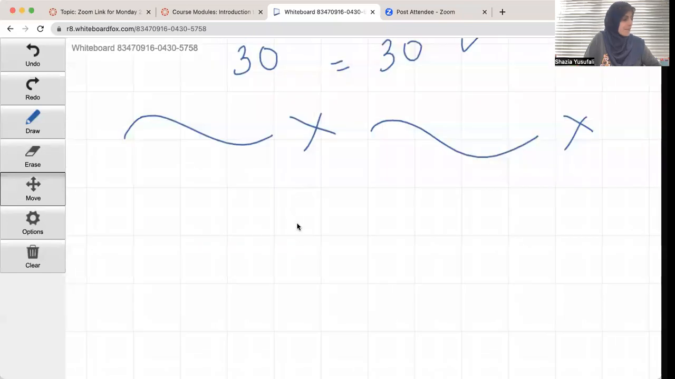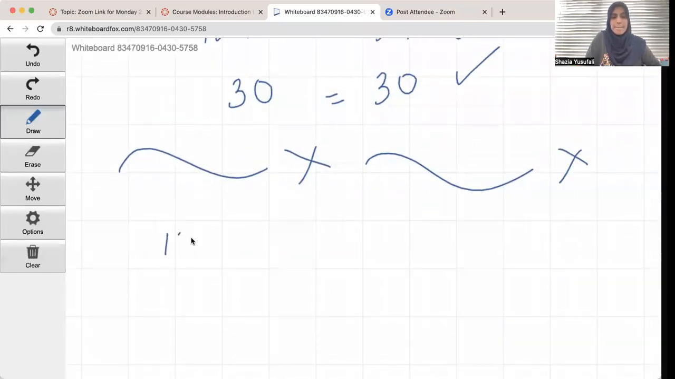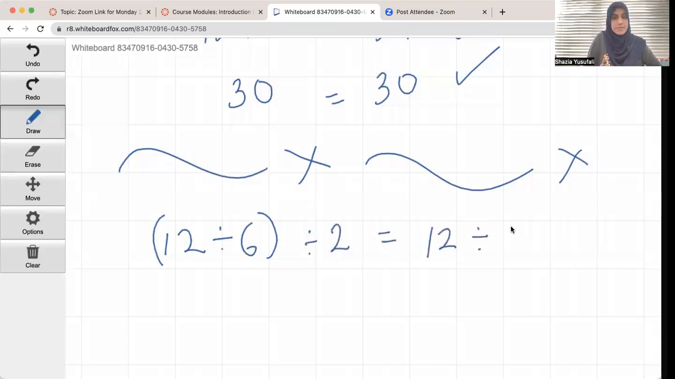So we know that there is an associative property for multiplication. The question comes in, is there an associative property for division? Well, let's find out. Let's see. If I were to put 12 divided by 6, put it inside a bracket, divided by 2, is this equal to 12 divided by brackets 6 divided by 2? Well, let's see. Does it matter where I put the brackets?